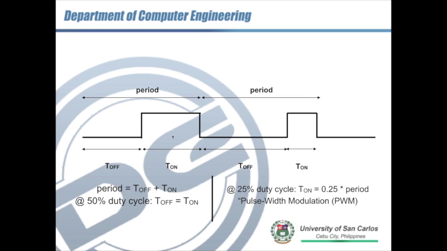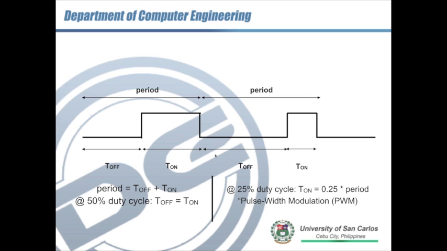So basically, a clock pulse normally has a period, of course, and for a 50% duty cycle, it means that for 50% of the period the clock signal is high, and for 50% of the period it's low. Therefore, for a 50% duty cycle, the period is calculated as T off plus T on, or basically T off is equal to T on.